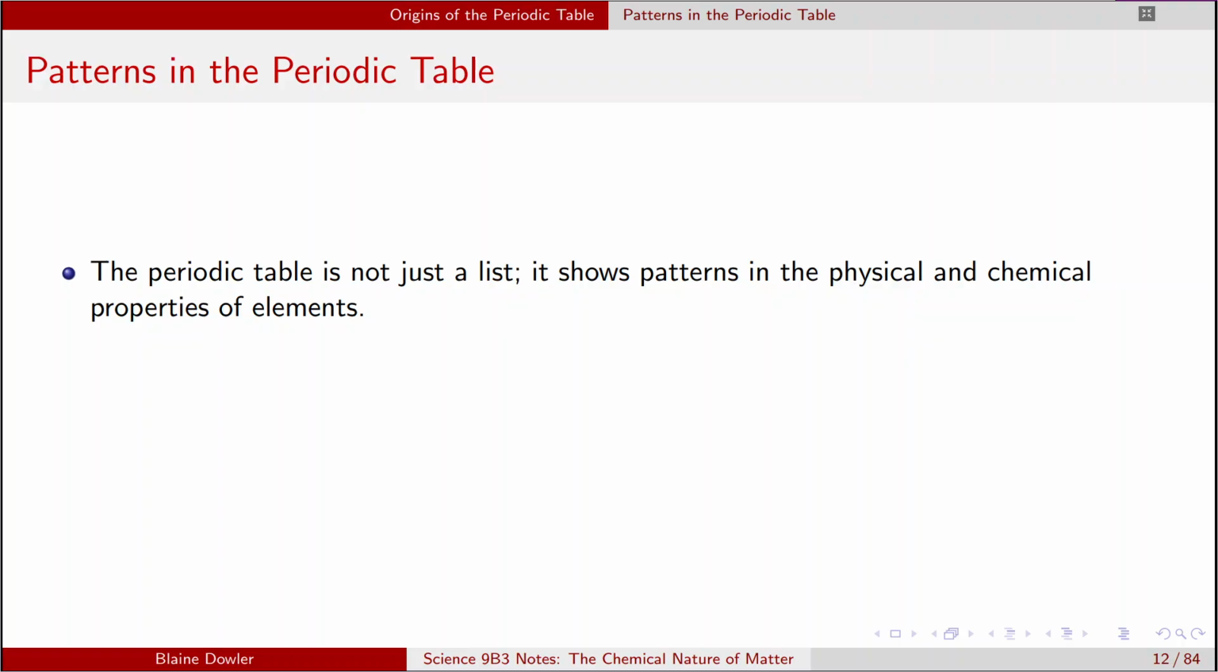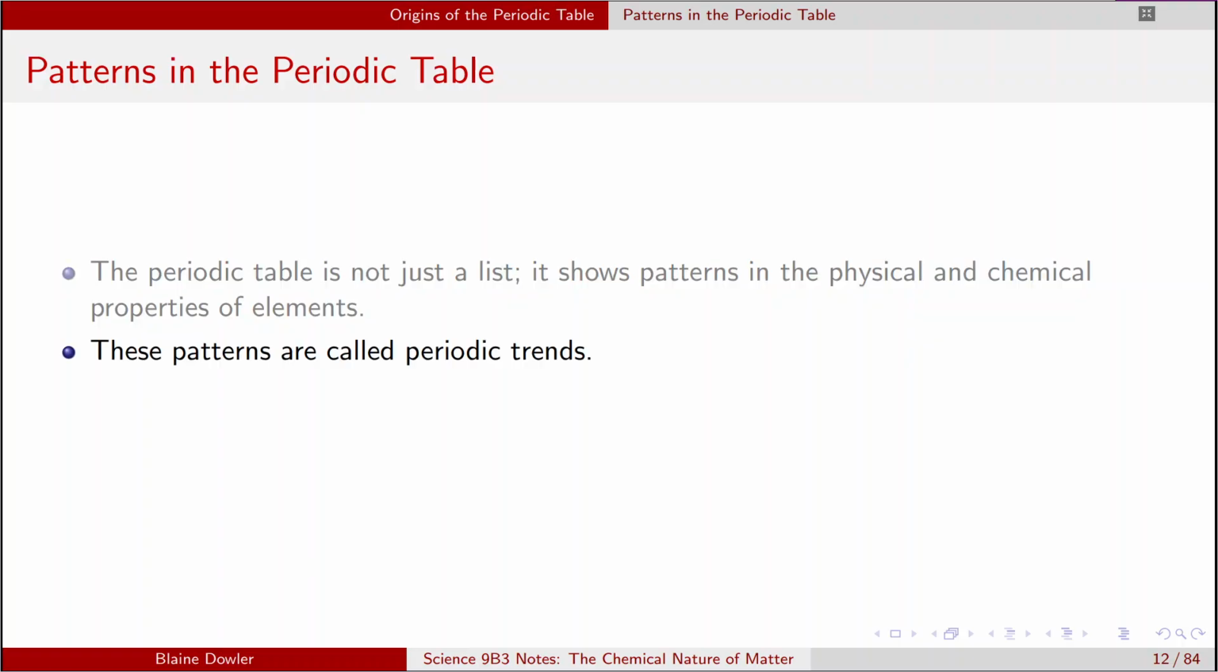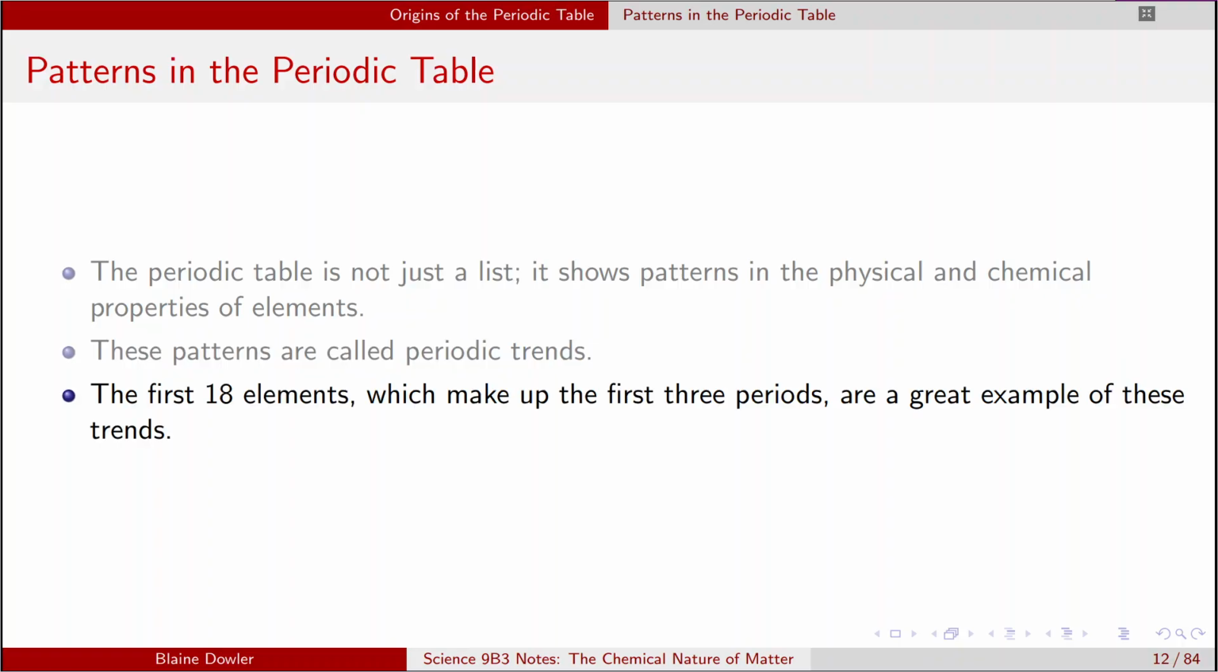Patterns in the periodic table. The periodic table is not just a list. It shows patterns in the physical and chemical properties of elements. These patterns are called periodic trends. The first 18 elements, which make up the first 3 periods, are a great example of these trends.